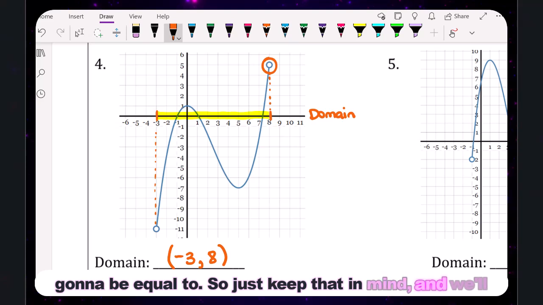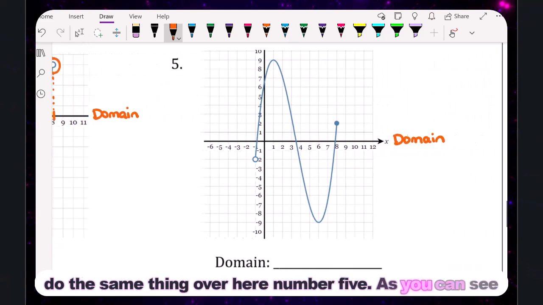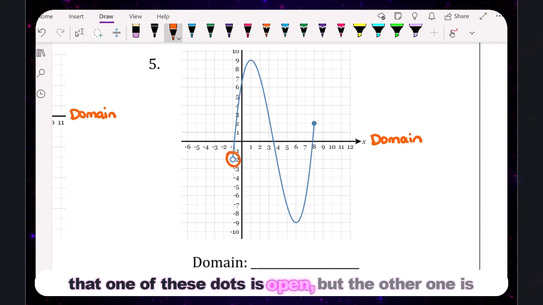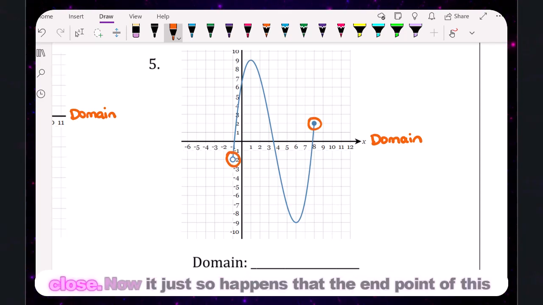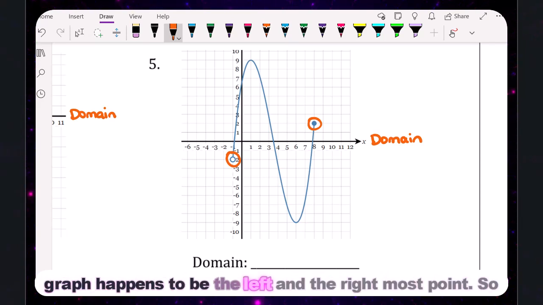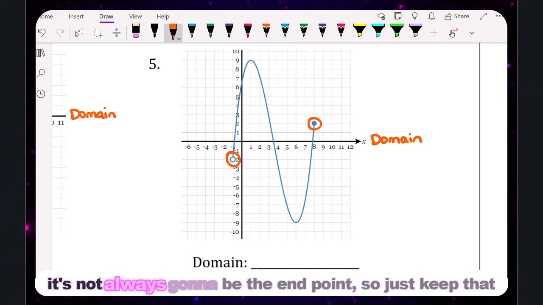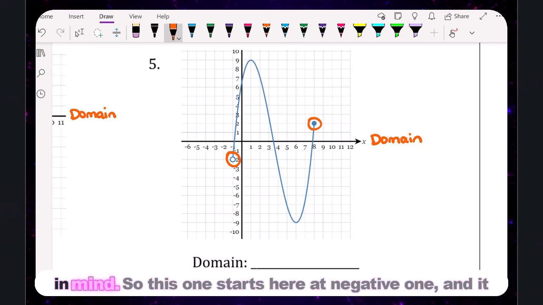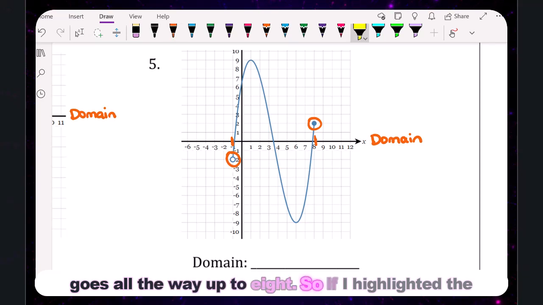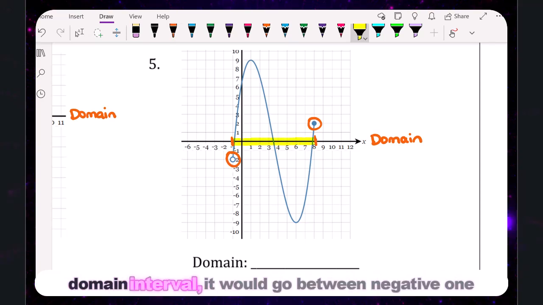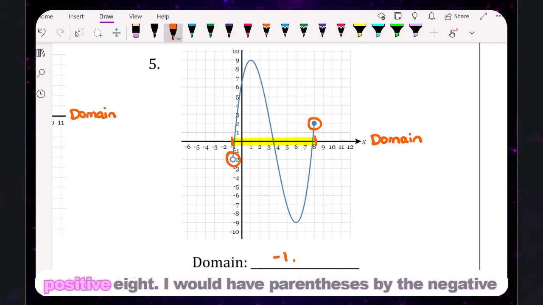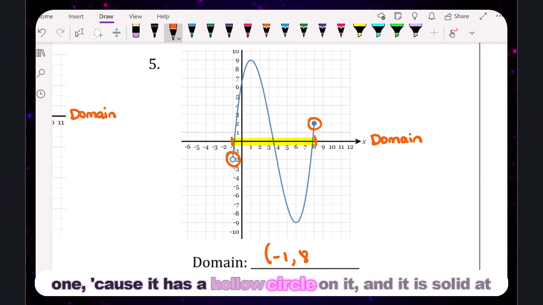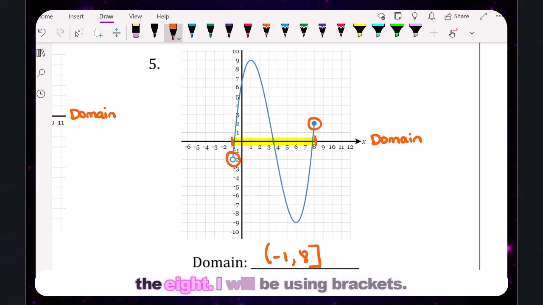So just keep that in mind, and we'll do the same thing over here in number 5, because you can see that one of these dots is open, but the other one is closed. Now, it just so happens that the end point of this graph happens to be the left and the rightmost point. So it's not always going to be the end point, so just keep that in mind. So this one starts here at -1, and it goes all the way up to 8. So if I highlighted the domain interval, it would go between -1, +8. I would have parentheses by the -1 because it has a hollow circle on it, and it is solid at the 8. I will be using brackets.